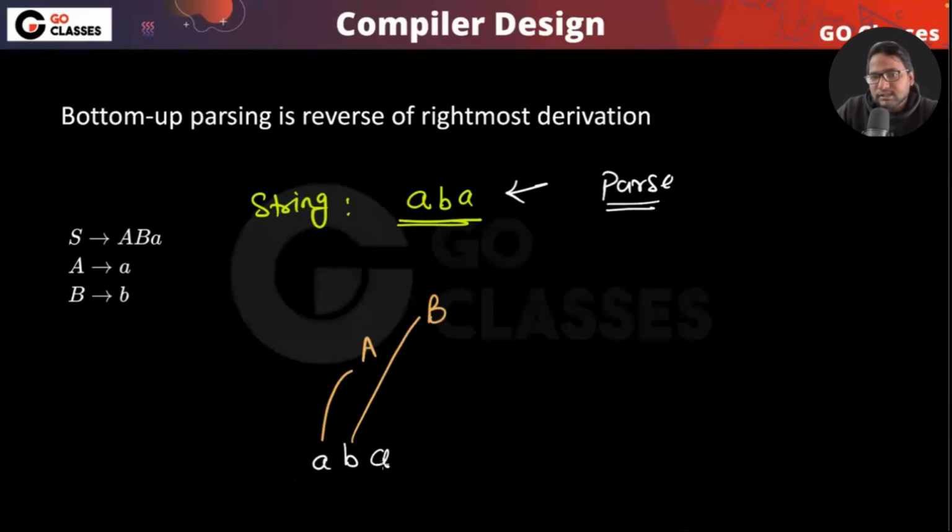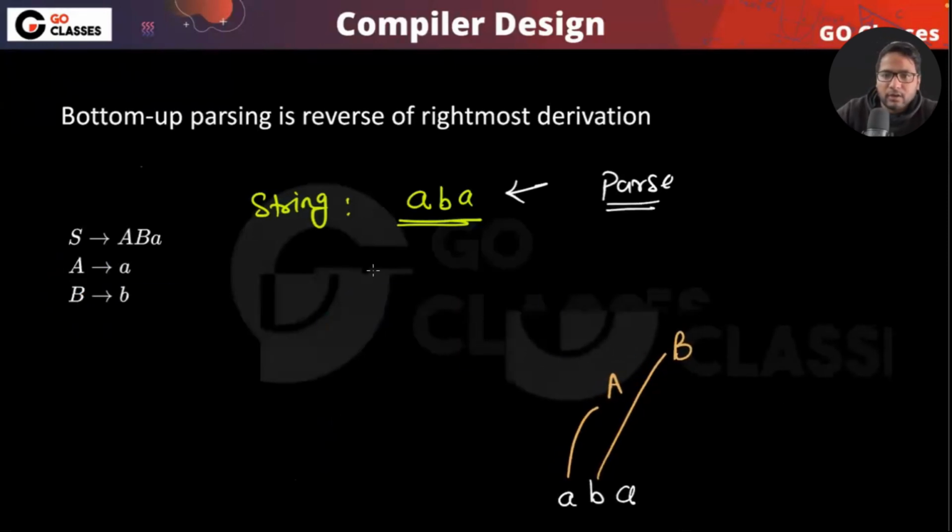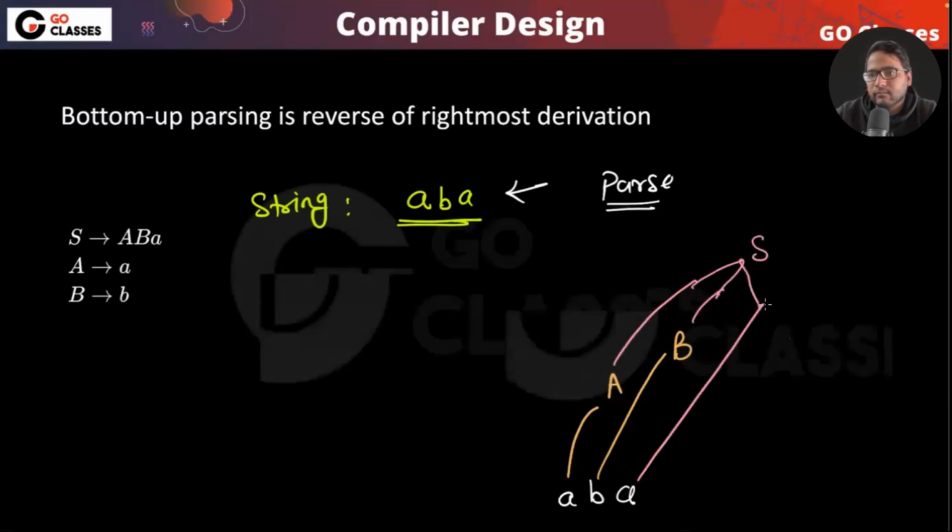Now you will read this small a. Should you reduce this to capital A? As a human, I'm just asking you. Don't worry about the algorithm, how the algorithm will figure out whether we should reduce or not. But as a human, should you reduce this to capital A? No, right? You will say that, okay, these three things are matching. Now let me reduce A, B, and small a to capital S, isn't it? Is this okay to everyone?